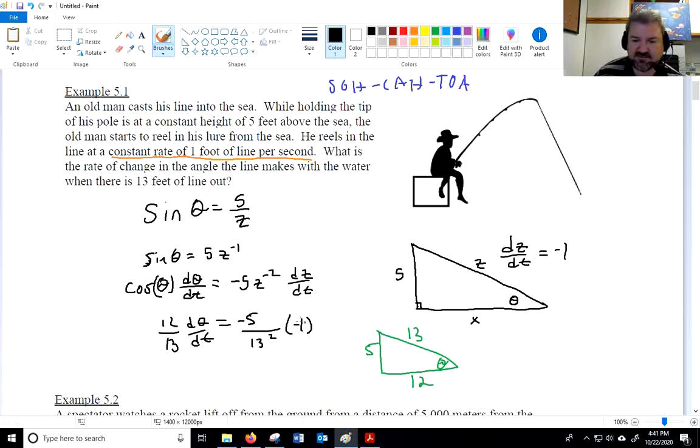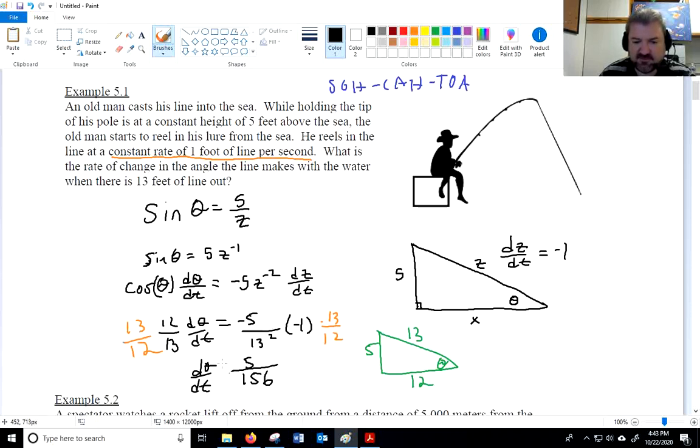Okay, so the -5 and -1 make a +5. And I'm going to multiply both sides by the reciprocal of 12/13, so I'll multiply by 13/12. The 13 will reduce to a 13 to the first. So 13 times 12 then is 156, I believe. There we go, 156. So that is dθ/dt.